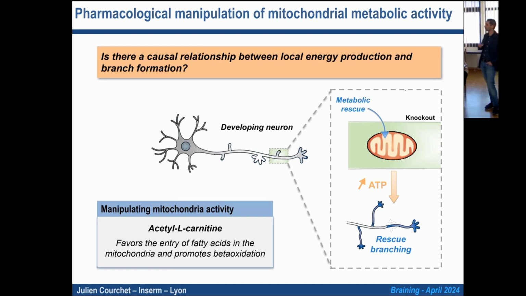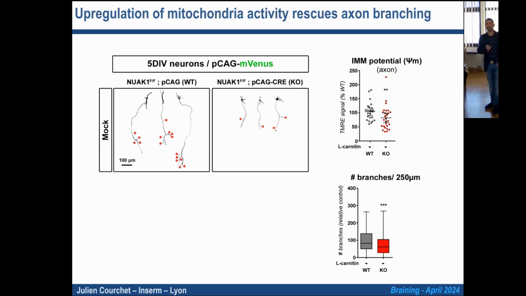And one last thing, again, you want to be interventionist, not just make some correlation. So what would happen in knockout condition where mitochondria are less efficient, they work less, if you could boost mitochondrial activity? And for that, we use a drug that is acetyl L-carnitine, which is helping the mitochondria to use fatty acids. So if more fatty acids can enter into the mitochondria, then it can in theory produce more energy. And the prediction would be that you can rescue the collaterals that are being formed.